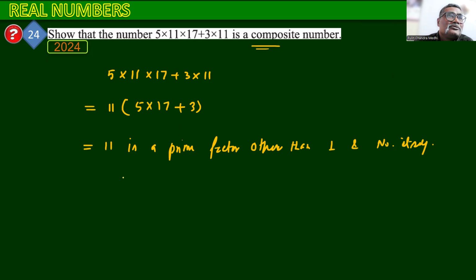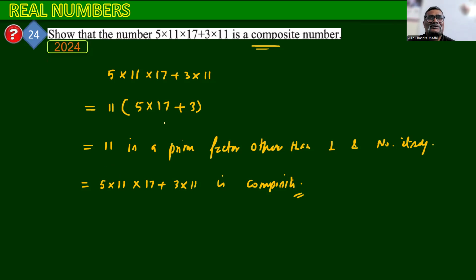So what will conclude? Acha, how can you confirm that it is other than 1 and number itself? It's very clear it is not 1. And number is much more bigger than 11. So it has to be the proper prime factors, right? So you can write that 5 into 11 into 17 plus 3 into 11 is composite. That's it. So you can use this instead of multiplying all this. Don't multiply this. It will take unnecessary time, right? Okay.